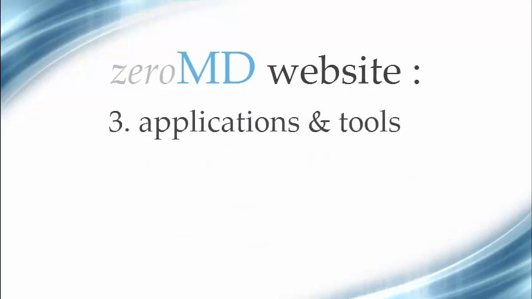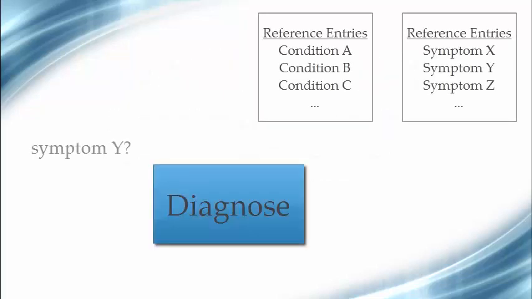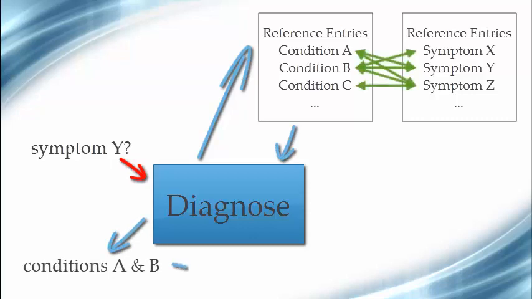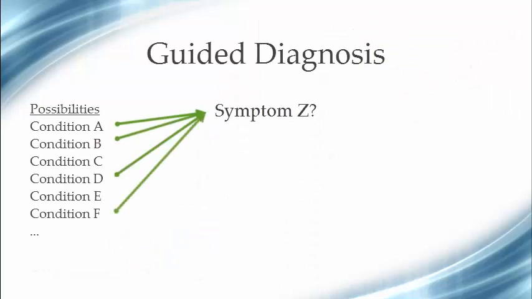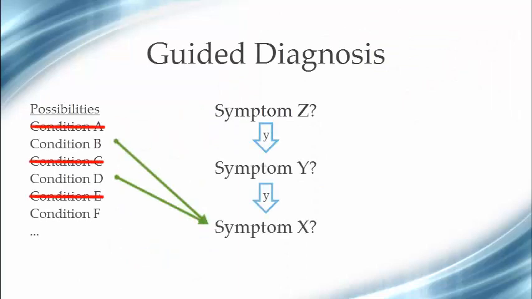The third piece to the ZeroMD website is applications. A large part of the reason this website was started was to create a diagnostic aid. The Diagnose tool uses the core reference data to find conditions for a particular symptom, and it also showcases what can be done with more powerful queries when it cross-references conditions and asks if the next most influential symptom is present. The questions asked by the Diagnose tool are dynamically generated and make up a sort of guided diagnosis.